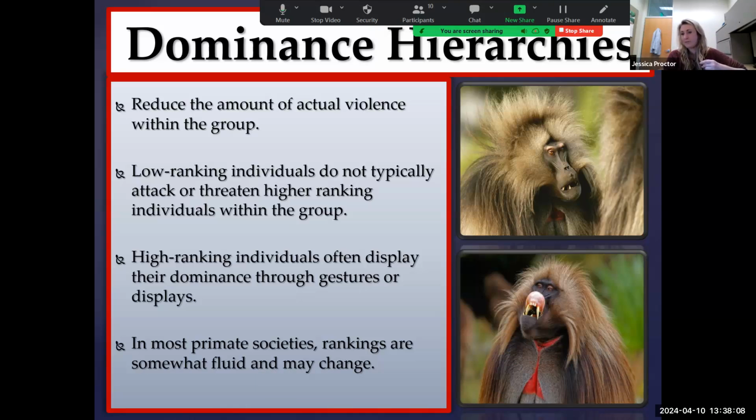So it just depends. The dominant male may hold his reign for years or even a decade or longer, or it may be just a few months before someone else takes over. It just really depends upon the species that you're looking at, and also the group that you're looking at. It can vary from troop to troop, from group to group.